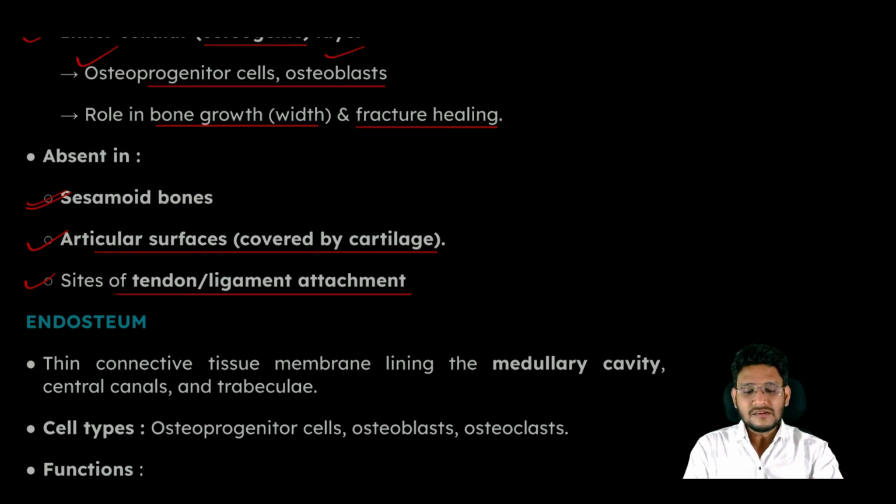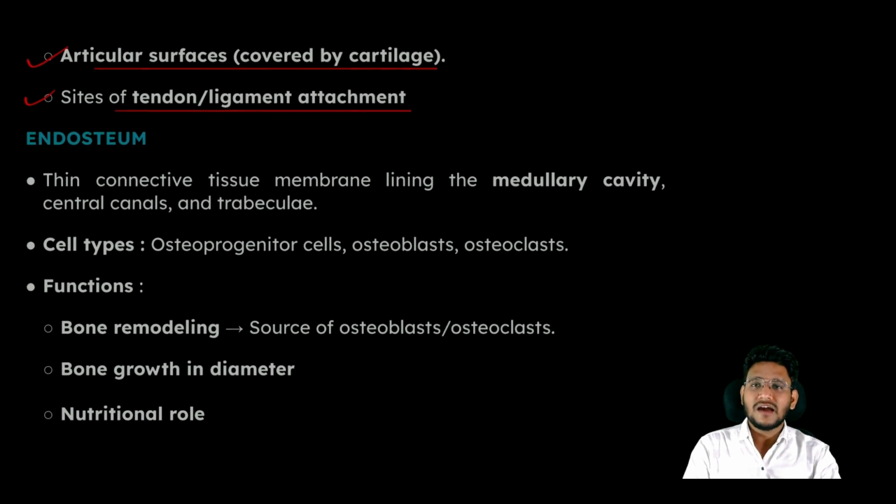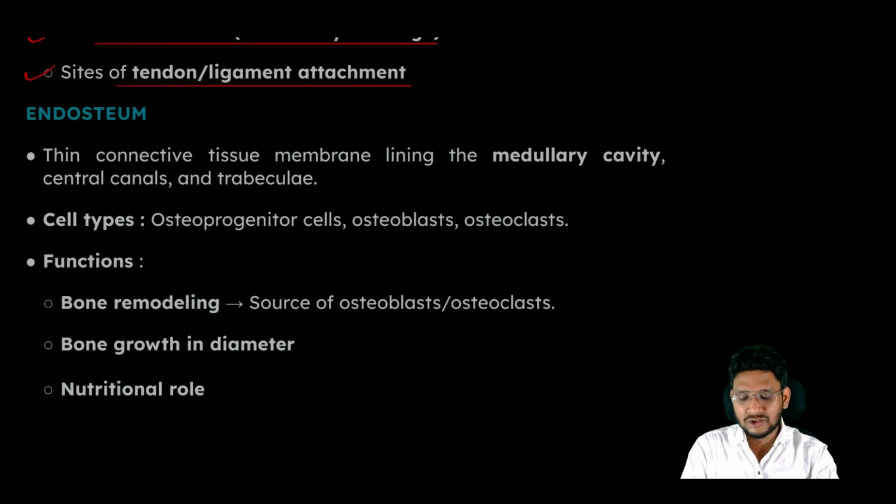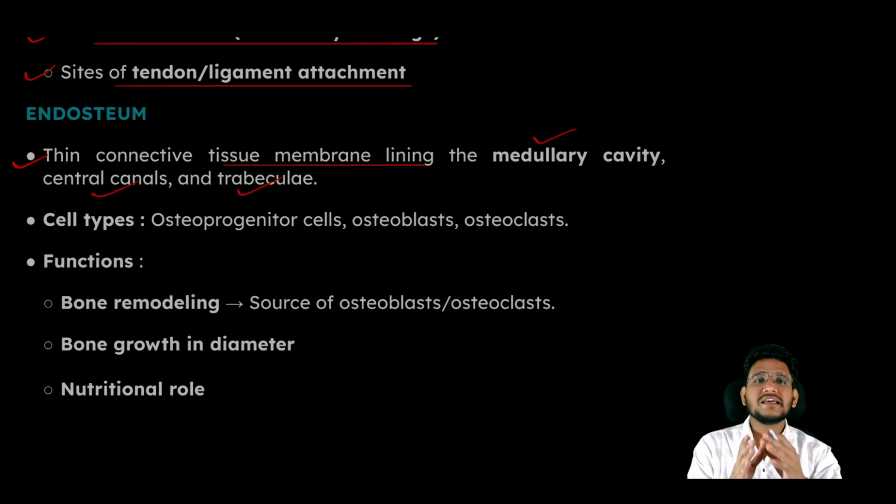Then we have the endosteum, a thin connective tissue membrane that lines the medullary cavity of the bone, the central canals, and it also lines the trabeculae. So this is the lining of the inner structure of the bone. It is the connective tissue membrane lining the medullary cavity, the central canals, and the trabeculae of the bone.